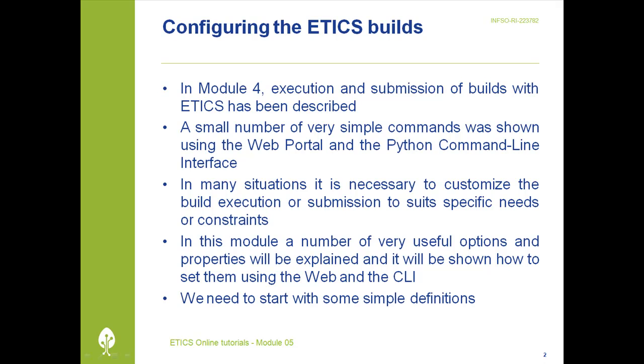In the previous Module 4, we saw how to execute or submit builds with ETICS using a small number of very simple commands using the web portal and the Python command-line interface. In many situations, however, it is necessary to customize the build execution or submission to suit specific needs or constraints. In this module, a number of useful options and properties will be explained, and we will show how to set them using the web and the CLI.